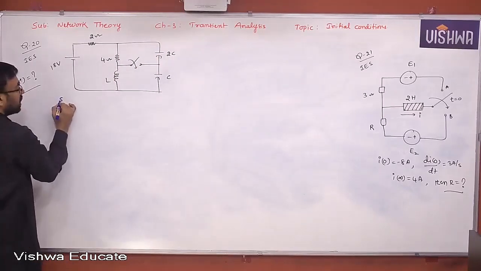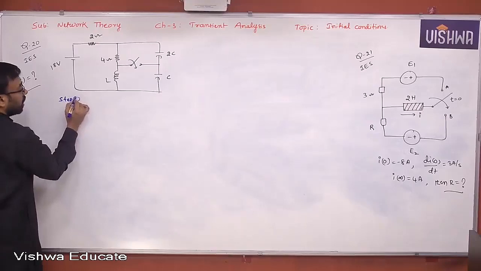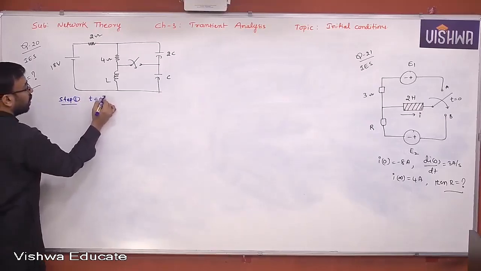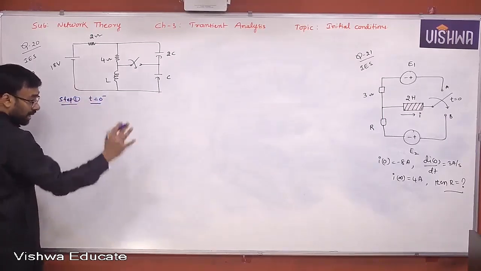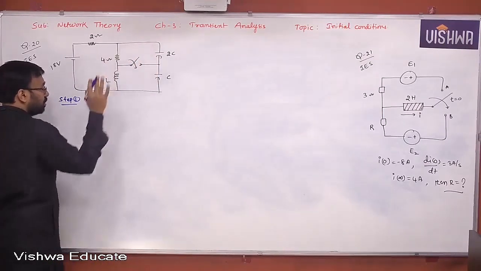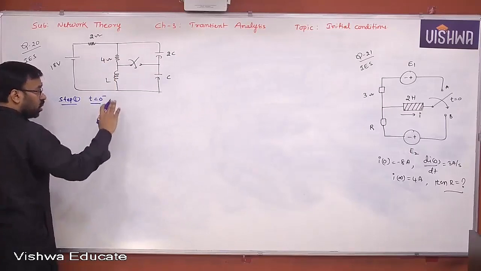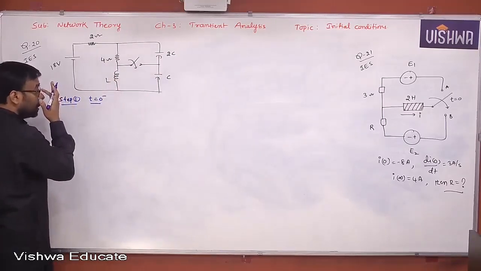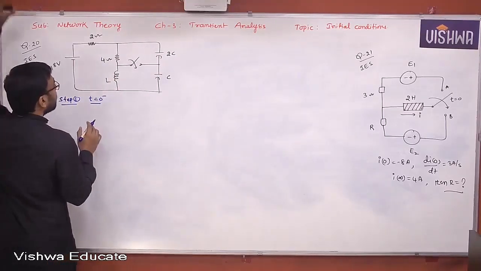For that you require step 1. What is step 1? Step 1 here: construct the t equal to 0 minus equivalent and find current through inductor and voltage across capacitor. Irrespective of the question asked here, your objective in the first step is always current through inductor and voltage across capacitor. Okay. So let us construct that.